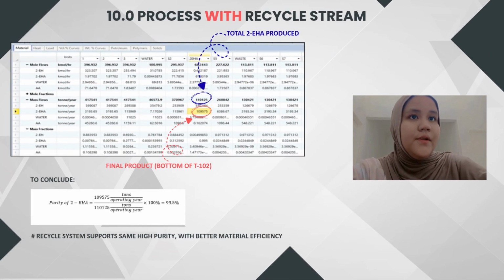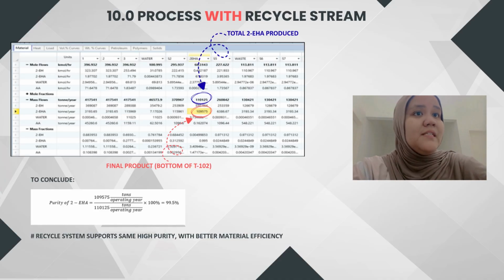Now, let's look at the results with the recycle stream in place. The process still produces 110,125 tons per year of ethylhexyl acrylate. From this, 109,575 tons per year is collected as the final product. This gives us the same 99.5% purity, showing that the recycle system maintains product quality. So, although the purity is slightly lower than in the no recycle case, the recycle system brings improvement in conversion, raw material efficiency, and sustainability.